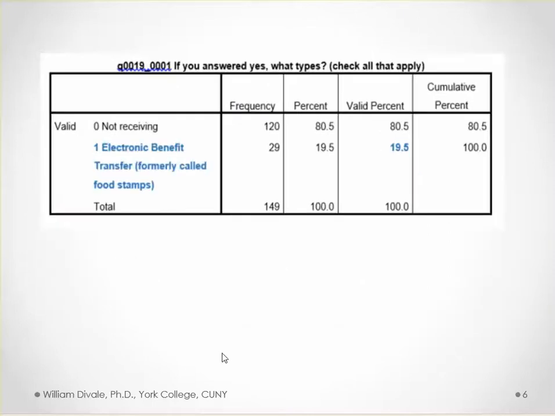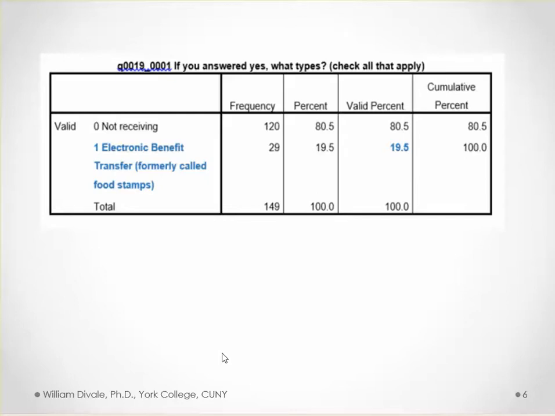Now this chart, I didn't put any arrows on because now you should know how to read it. This was question 19, object 1. If they answered yes, that they were receiving some kind of public assistance, then what type? In this case, it was, were they receiving the electronic benefit transfer, formerly called food stamps. If they were not receiving it, it is a 0. If they received it, it is 1.